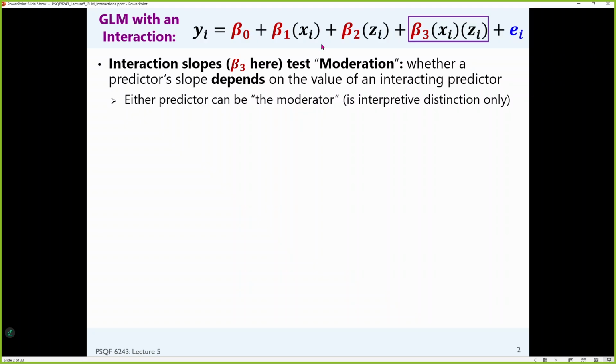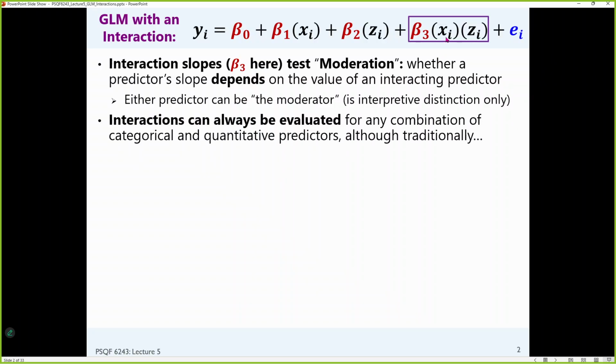The way people talk about these is usually favoring one or the other. The moderator is like a dial that takes the slope you care about and turns it up or down. The slope you care about is called the predictor effect or the focal effect. So I will teach you to go back and forth. That way you have full capacity to interpret it whichever way you want.